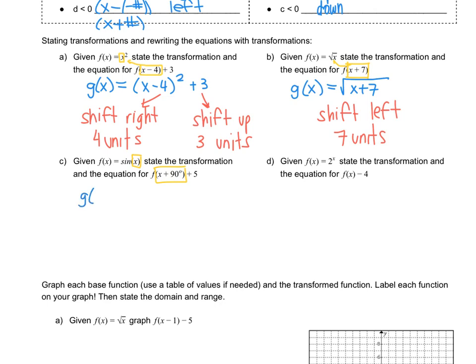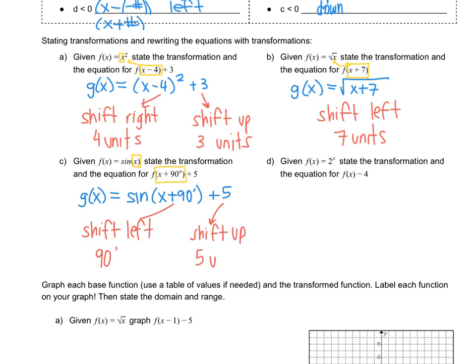So for your transformed equation, hopefully you have sine of x plus 90 degrees and the plus 5 outside the function. So that means we are shifting to the left 90 degrees. And here you don't have to write 90 units because degrees are our units. And then we are shifting up 5 units.